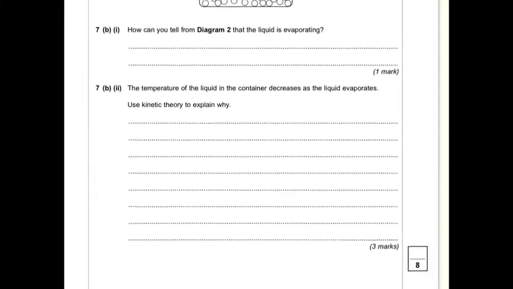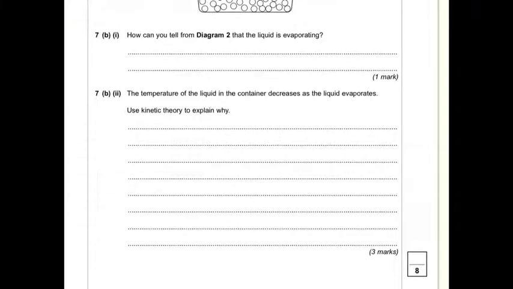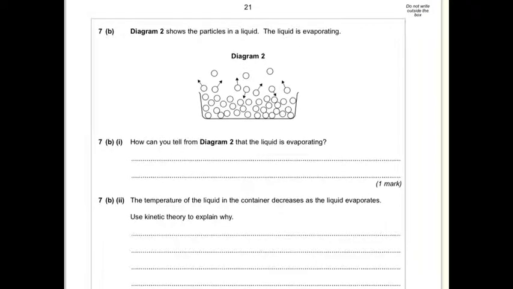The temperature of the liquid in the container decreases as the liquid evaporates. Use kinetic theory to explain why. It's important to remember that these particles, the ones that have left, they're the particles with the most energy. The ones that have left are the ones with the most energy. So some will have lower energies, some will have higher energies, and that all averages out to give the overall energy of the liquid and the temperature of the liquid.